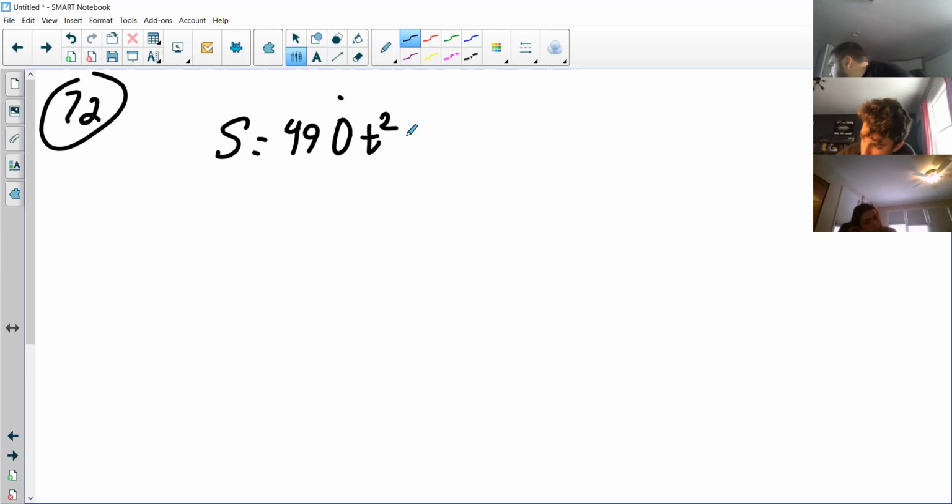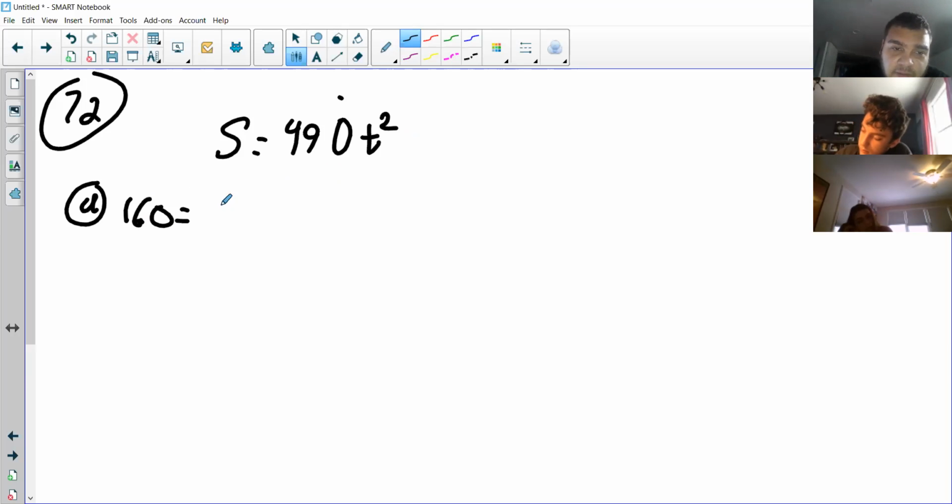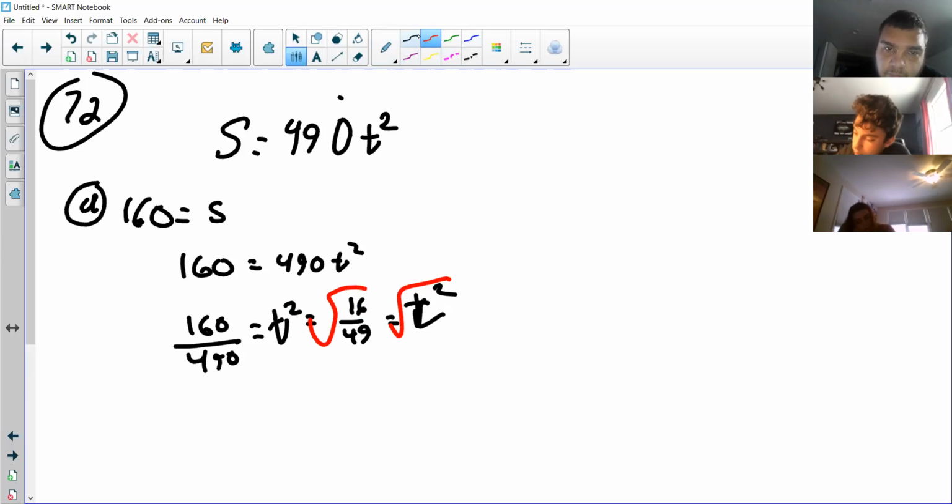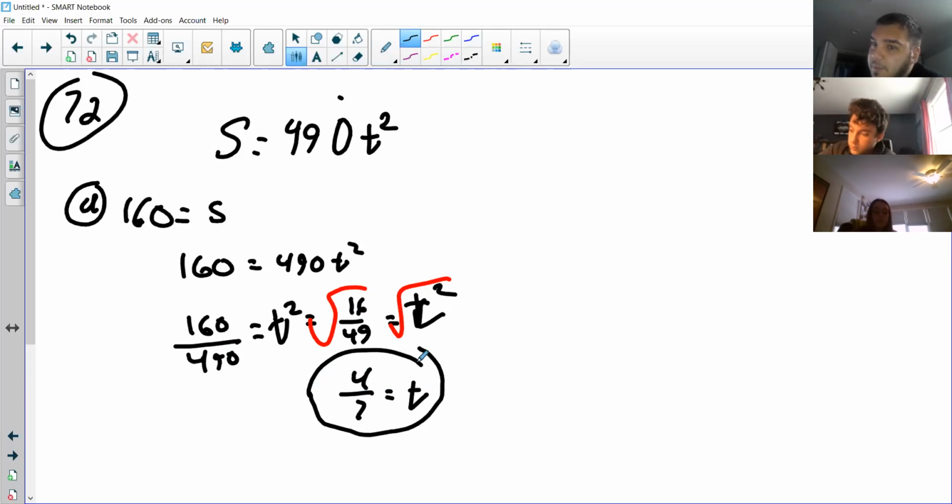So, part A, how long does it take to fall 160 centimeters? So I want the S to be 160. So 160 equals 490 t squared. Divide 490 on both sides. 160 over 490. I can simplify that by taking away the zeros. So that's 16 over 49 equals t squared. Square root both sides. 4 over 7 equals t. So there's a plus or minus technically, but you should keep in mind you can't really have a negative time. So it should just be a positive time.